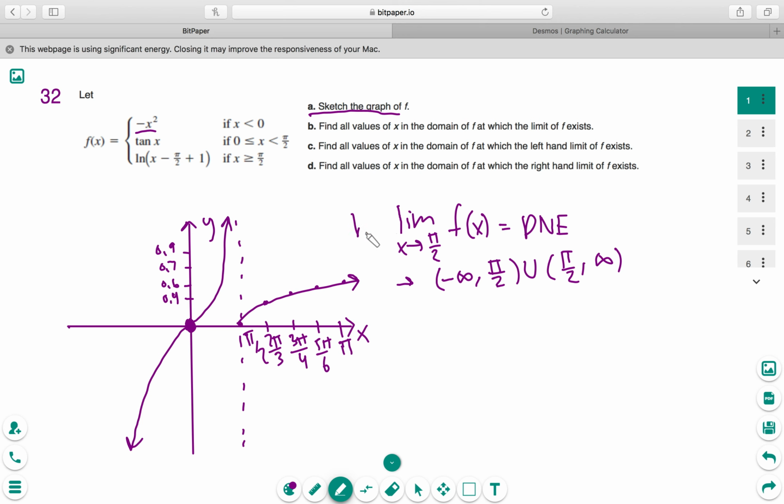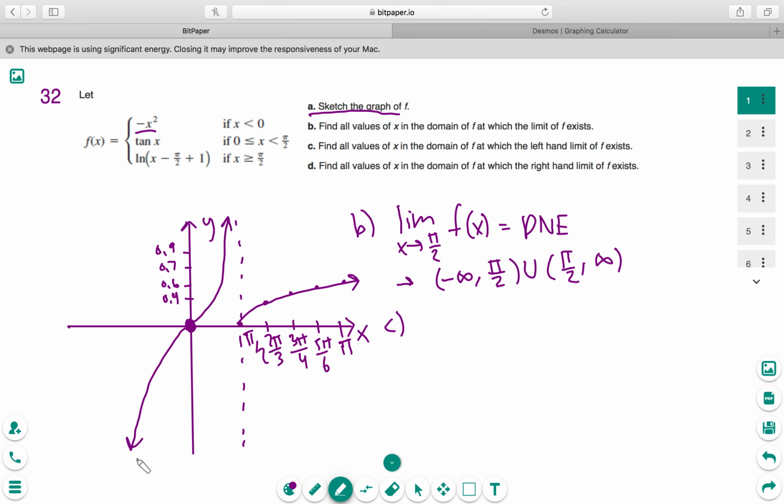That's B. And how about C? So C and D are interesting because it says find all values of x in the domain of f at which the left-hand limit of f exists. So we know the left-hand limit, just kind of the process of what's greater and what's less. The left-hand limit is going to exist for all values that the whole limit exists for, because the whole limit basically says the left-hand limit and the right-hand limit exist and go to the same value. So technically speaking, it's going to be at least all this, but could it possibly be more?